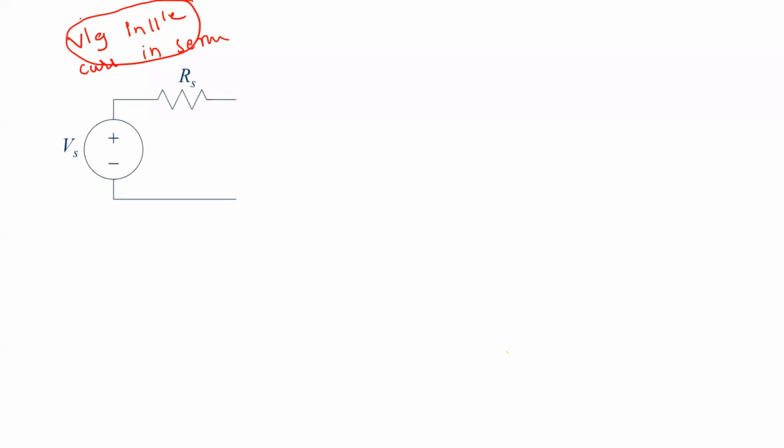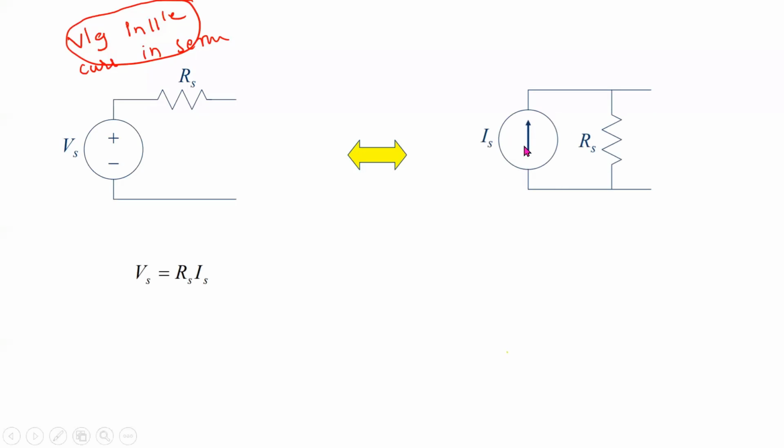Now, in the first slide we said that a voltage source in series with resistor, Vs equals Is into Rs, can be converted into a current source in parallel with the same resistance Rs. How to calculate this Is? Using Ohm's law, Is equals Vs divided by Rs. All right. You should keep that point in your mind. This is called source transformation.